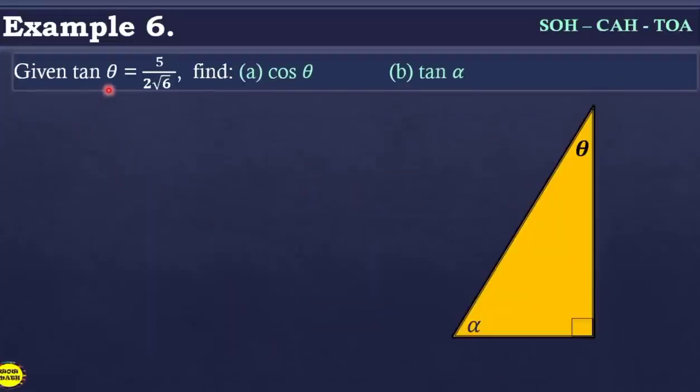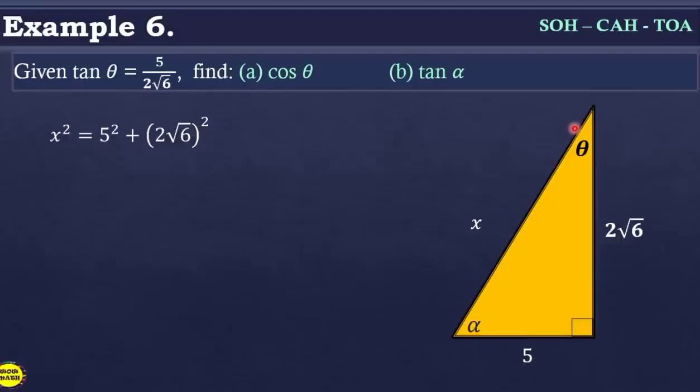Next, given tangent theta is equal to 5 over 2 square root of 6, we are asked to find cosine theta and tangent alpha. Dalawa po yung angle na given, so depende yan kung ano po yung ibibigay sa atin o yung hinihingi. Given the measures 5, 2 square root of 6, and x, ito po ay unknown. Again, for us to find the value, lagi pong ganun. Kapag given po yung right triangle natin at may missing value po tayo, always use Pythagorean theorem. Yun lang po ang gagamitin natin palagi.